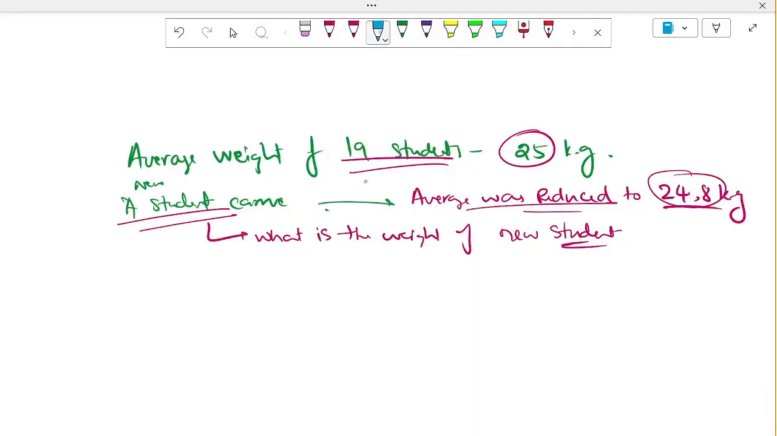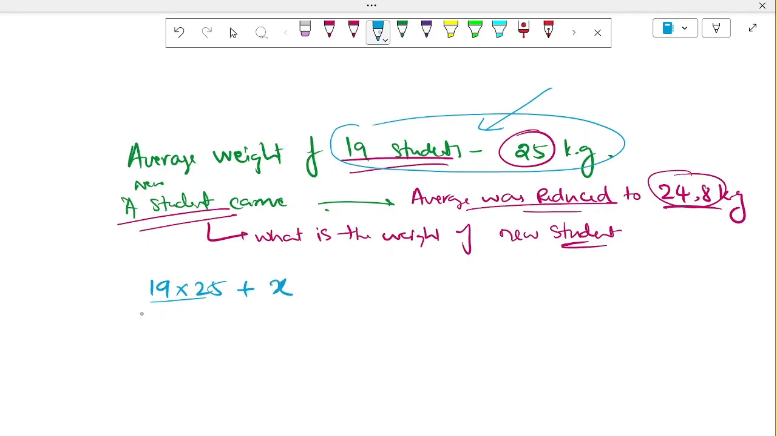Anyone? For finding the average, you will require the total sum. So how will you find the total sum? Directly you can write 19 into 25. This will give you the total sum of the weights of the whole class. Right? Then plus a new student has come. We don't know what that is. X. What is his weight? So X divided by the total number of students. Initially we had 19. Now they have become 20. And the average has become 24.8.